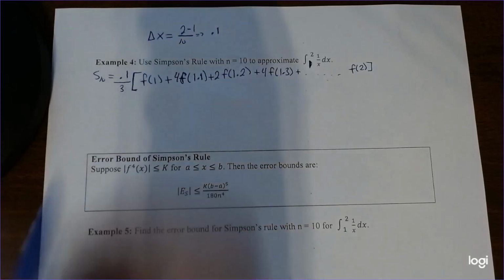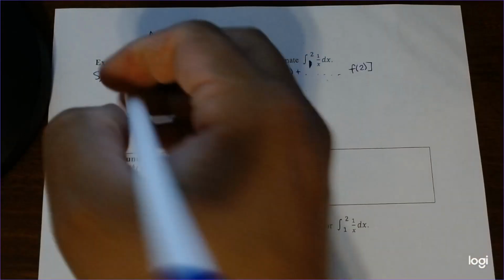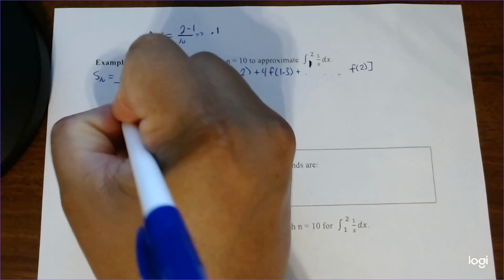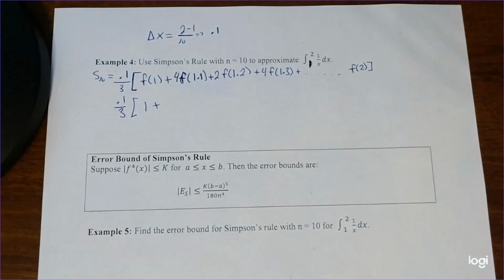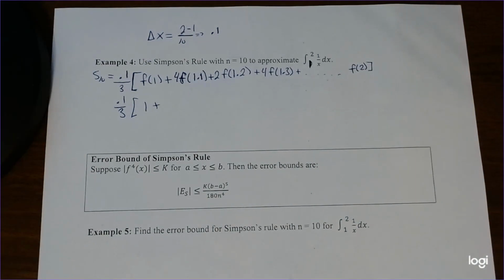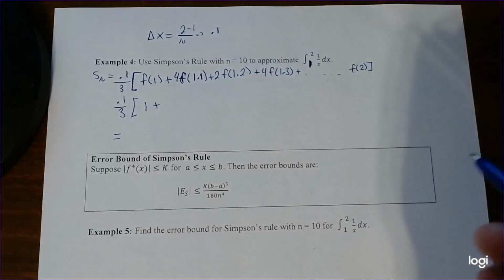And again, all you do is plug it in and see what we get out. So f of 1 gives you just 1. So this is going to be 0.1 over 3 times 1 plus all that stuff there. Okay. So again, doing all that is a lot of work.